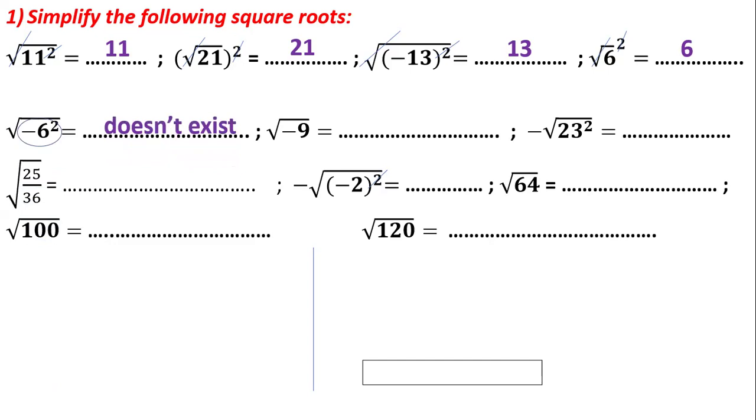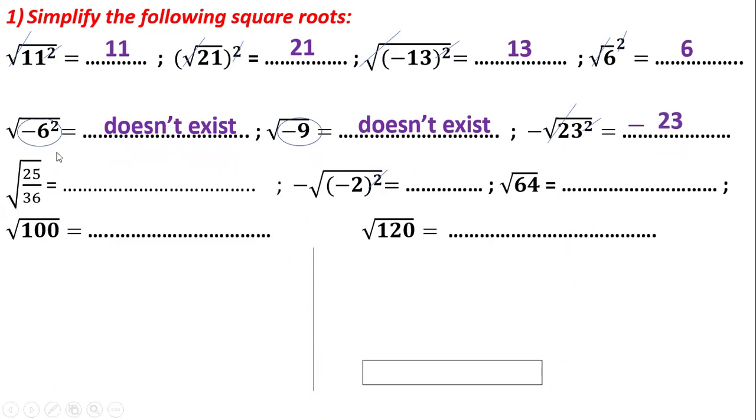Radical negative 9, of course, negative 9 is a negative radicand, and a negative radicand does not exist. Negative radical 23 squared. Here, the negative is outside the radical. It has nothing to do with the radical. So it stays a negative, and we say the squared cancels the radical, so our answer is negative 23.